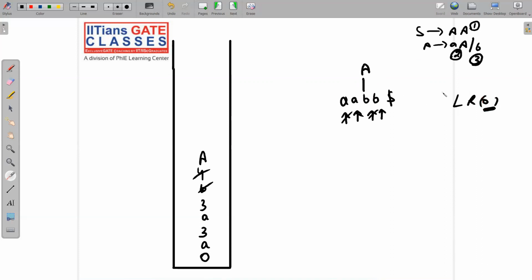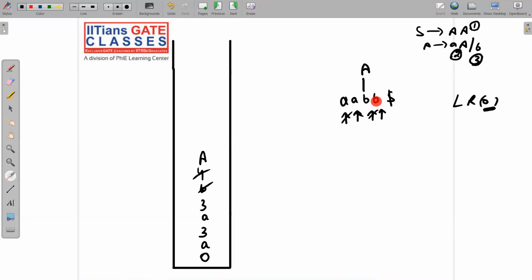So what does 0 mean here? After the handle is scanned, we are not reading any symbol and we are directly reducing the handle to LHS. That is the basic meaning. I have repeated it again and again. Please try to follow it and note it down yourself.